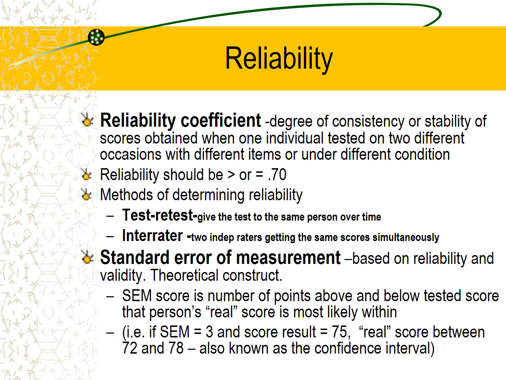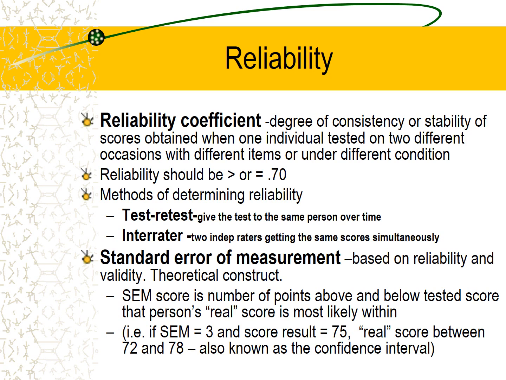Okay, getting to reliability. Reliability coefficient, it's a number. Again, it should be 0.7 or higher, all the way up to 1. And you won't ever see a 1. I have seen some 0.9s before and some 0.98s, I think. But it's the degree of consistency where your scores are obtained when one individual is tested on 2 different occasions with different items or under different conditions. So basically, what that is meaning is how reliable is the data that you're getting.